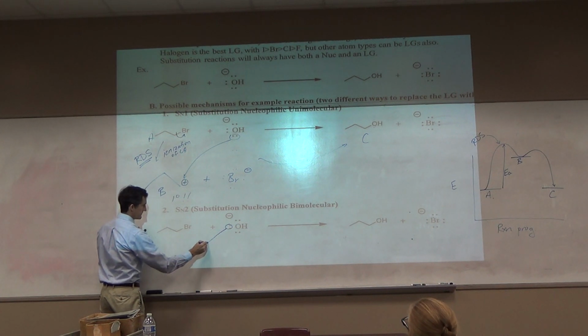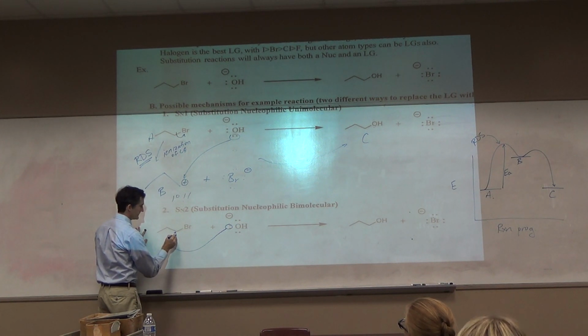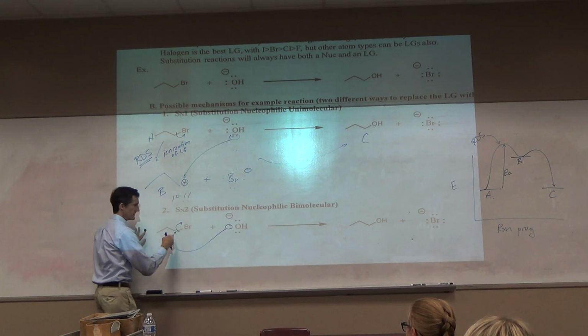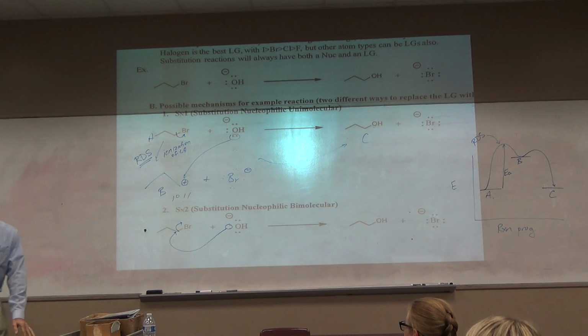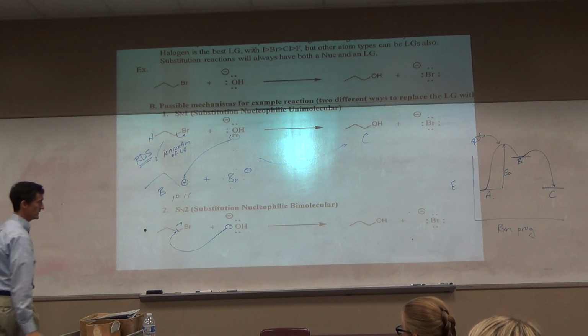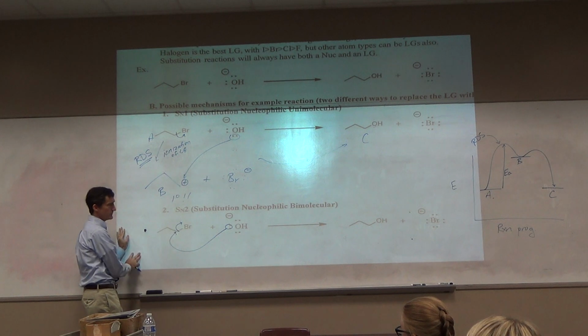Attack the carbon with the bromine, attack here and the bromine at the same time, and kick that off. Can you just attack a carbon and kick off a leaving group? Yes. We did that with bromonium ions. We attacked it and you kicked it off. It was a positive bromine or something. Yes. Is this possible? Yes, it's possible.